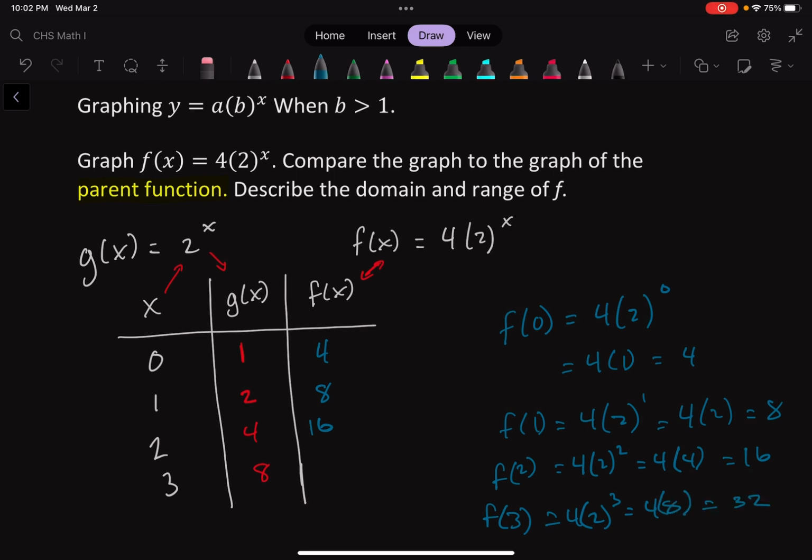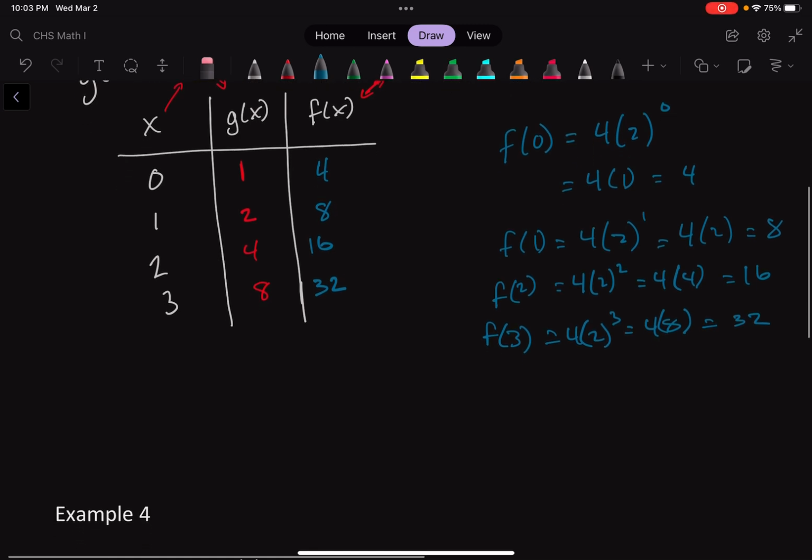which is 32. So you can start to see that the difference between my g of x and f of x is that we're multiplying it by 4.